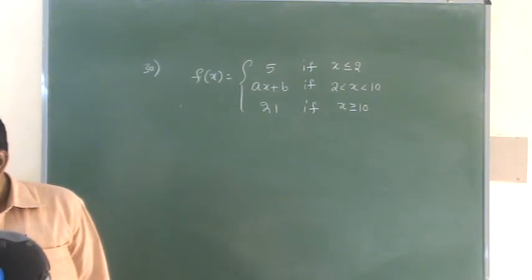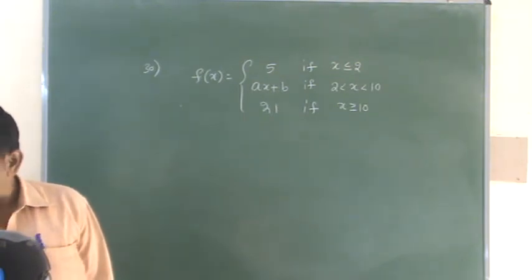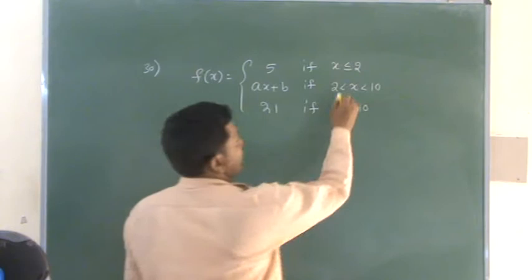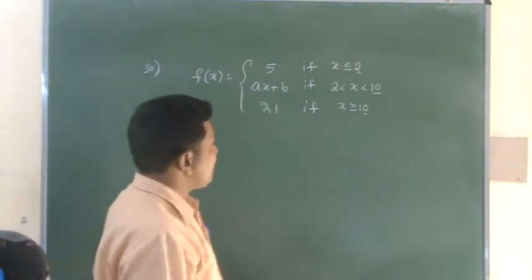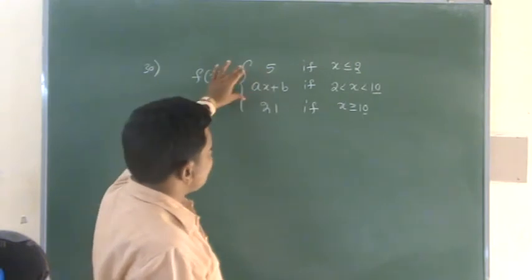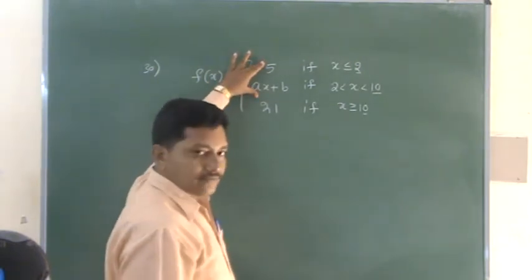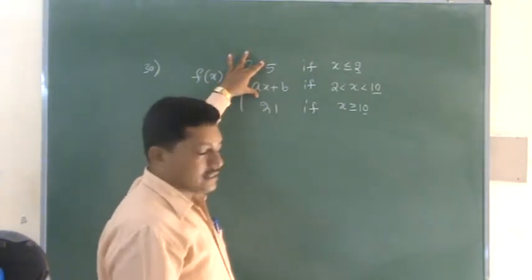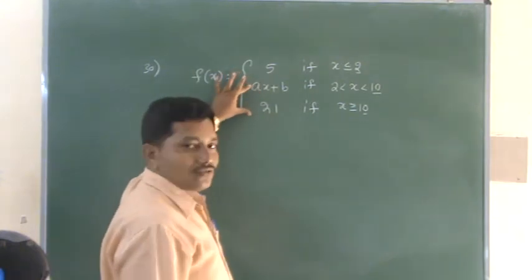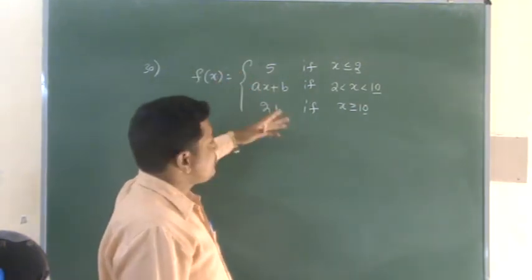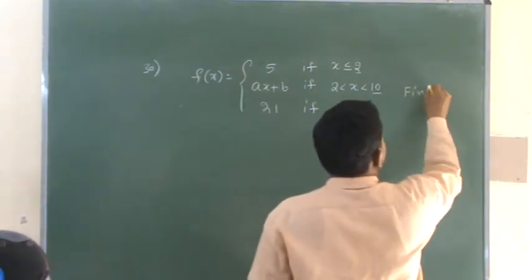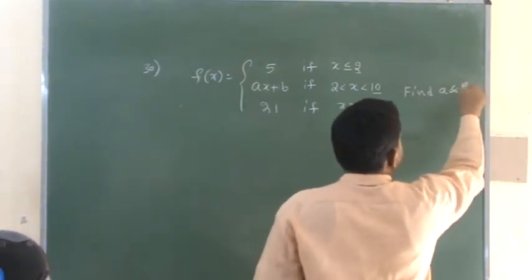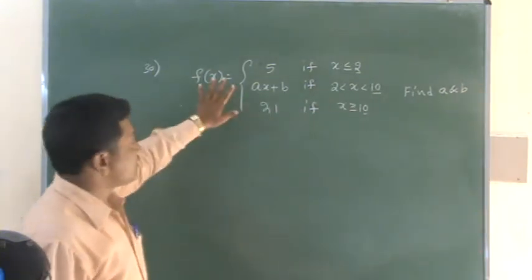Now it is continuous at any point. So it is continuous at 2 and continuous at 10, right? Therefore, first of all I want to use these two, then I get one equation. Next I use these two, then I get one equation. I simplify and get a and b. Here I want to find a and b when the function is continuous.